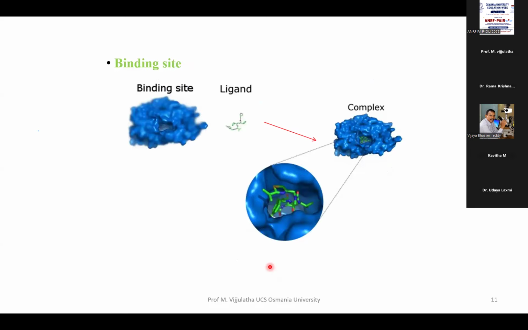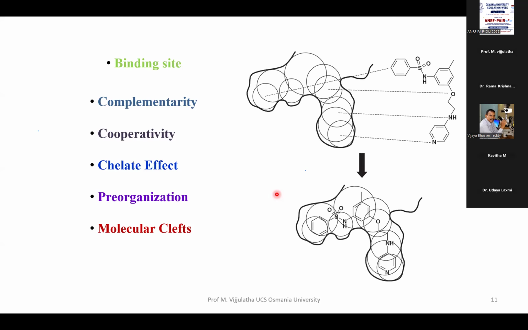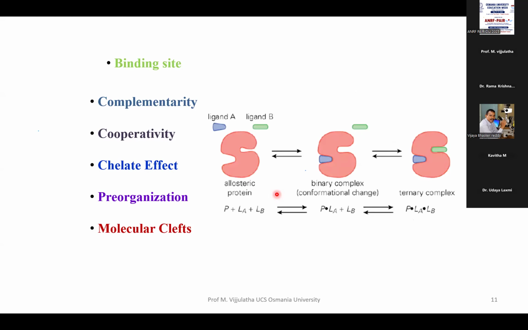Now, this is one of the binding sites of the protein, and the ligand comes, checks the binding site, has different poses around this active site, and the one which is best fitting into that will be taken into consideration. And there are other strategies which we come up with, like complementarity, cooperativity, chelate effect, pre-organization, molecular fit. Complementarity is how well the receptor and the ligand are fitting together. Cooperativity is where we are trying to see whether the ligand is going and fitting into the active site or the allosteric site of the protein.